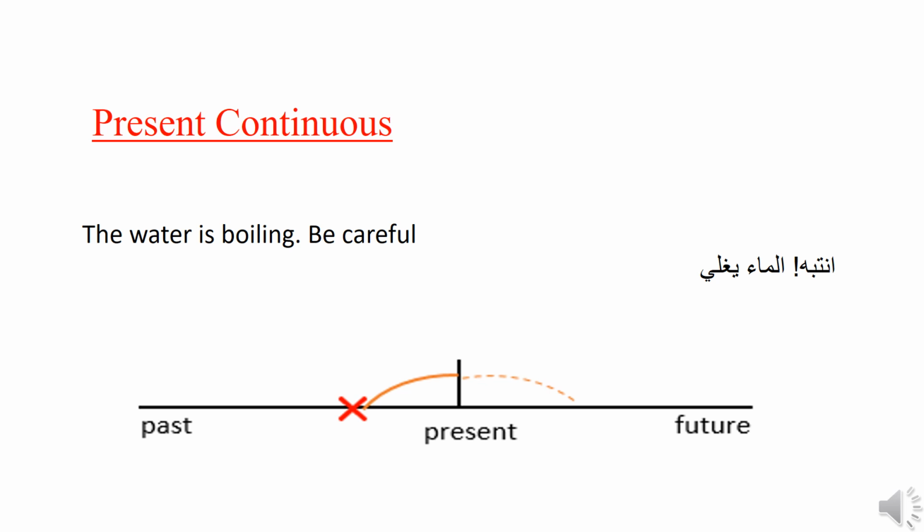The second timeline chart here refers to the present continuous. The sentence is, "The water is boiling, be careful." It refers to the duration in which the boiling of the water started at a specific point in the near past, and that the water is still boiling till this moment.